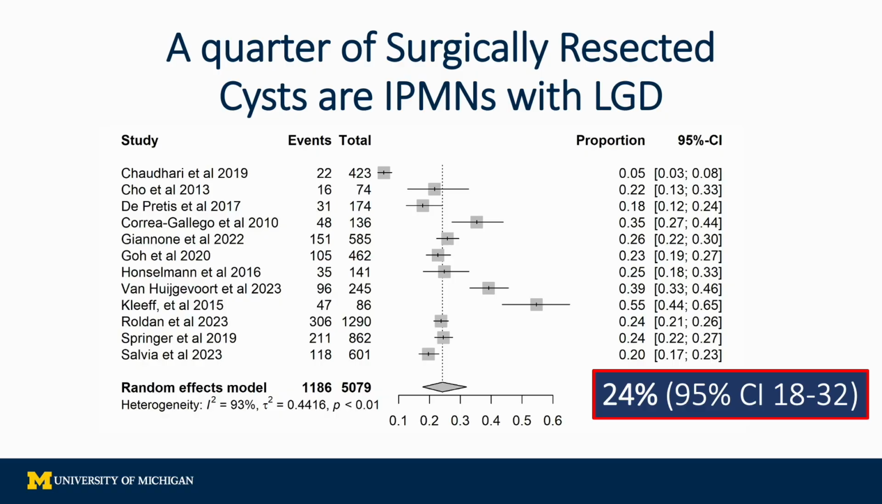Now, we're going to switch gears and talk about IPMN. And in this figure, you can see the proportions of IPMNs with low-grade dysplasia across all the different surgical series published, revealing that 24% of all surgical resections were done due to IPMNs with low-grade dysplasia. This result was heterogeneous, with some studies showing a prevalence as high as 55%.